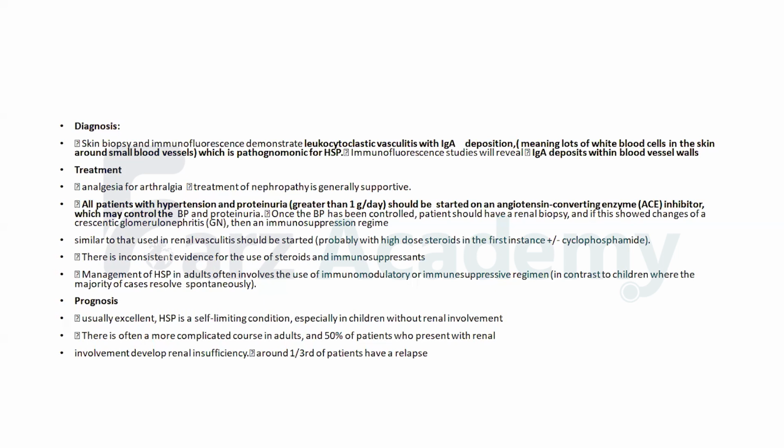Management of HSP in adults often involves the use of immunomodulatory or immunosuppressive regimes, in contrast to children where the majority of the cases resolve spontaneously. So usually in children only supportive treatment is required. Coming to prognosis, usually excellent prognosis. HSP is a self-limiting condition, especially in children without renal involvement. There is often a more complicated course in adults, and 50% of the patients who present with renal involvement develop renal insufficiency. Around one third of the patients have a relapse.